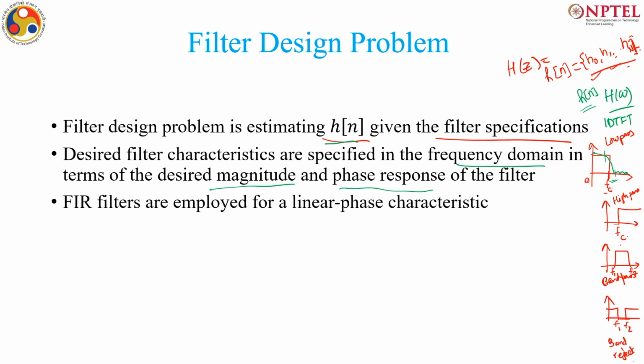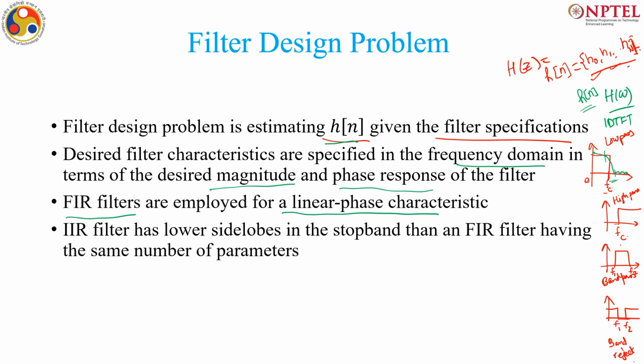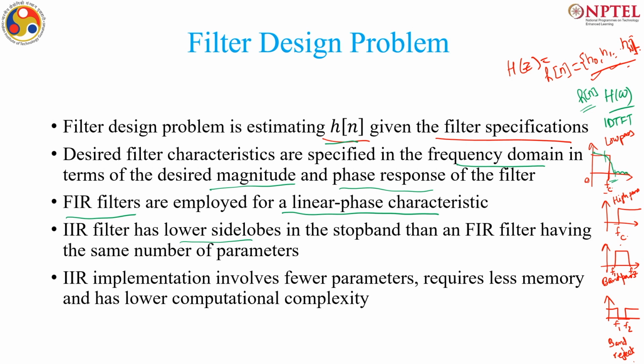Again, if you need linear phase characteristics, like my phase should vary with frequency linearly, then you have to design FIR filters. You cannot design an IIR filter. Also, IIR filters have lower side lobes in the stop band than an FIR filter with the same number of parameters. IIR filter implementation also involves fewer parameters, and they require less memory and have lower computational complexity compared to FIR filter for the same specification.